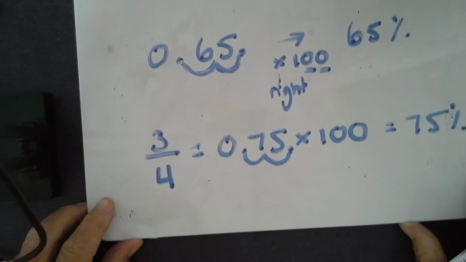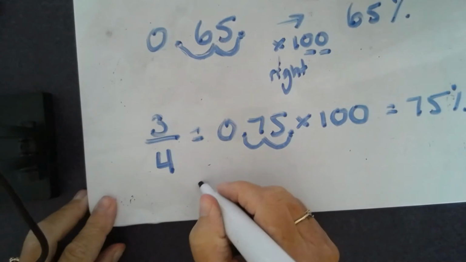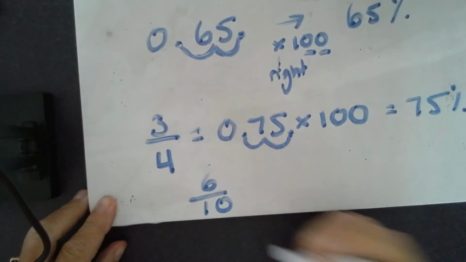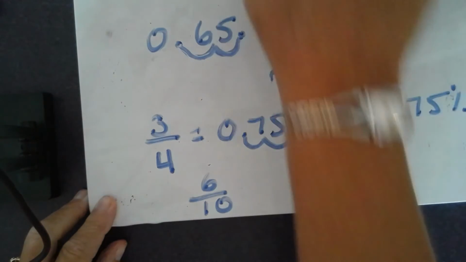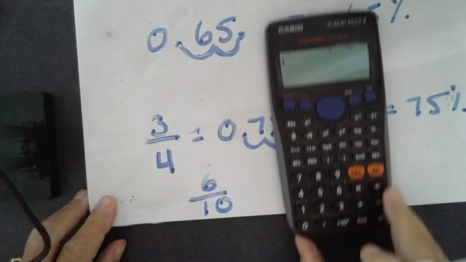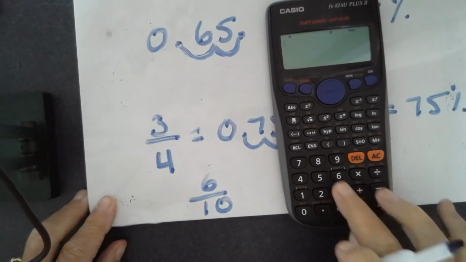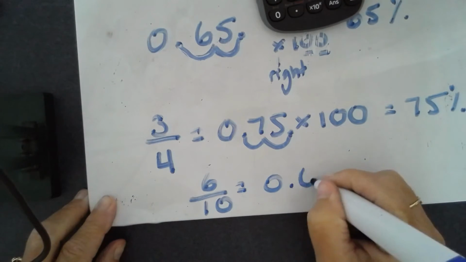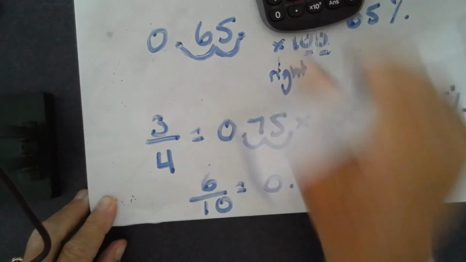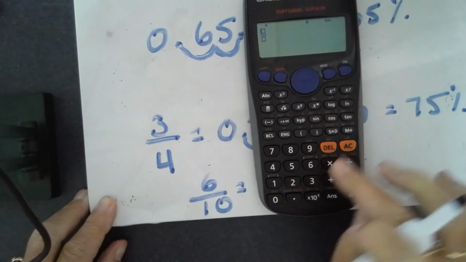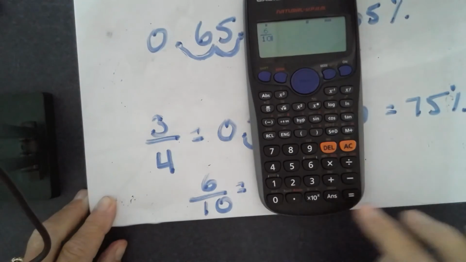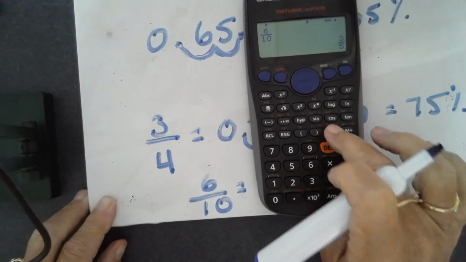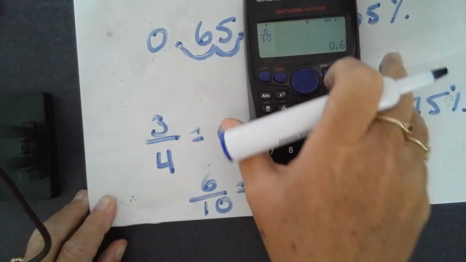Let's have a look at another one. Let's say 6 tenths. So as a decimal, let's put in 6 tenths. Well, let's do it here. We know that 6 tenths is 0.6. Okay, so on our calculator, we put in our 6 tenths equals, now that'll simplify it to 3/5 for us, but we press our S to D, 0.6.